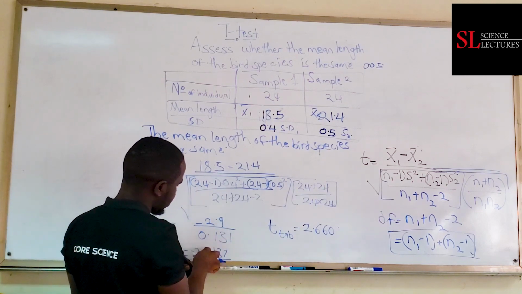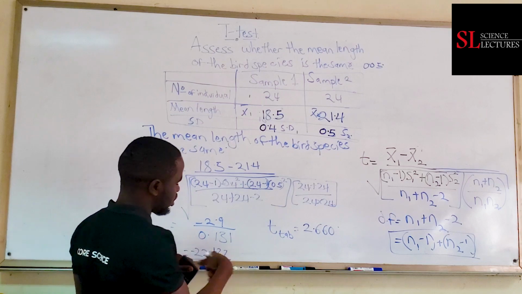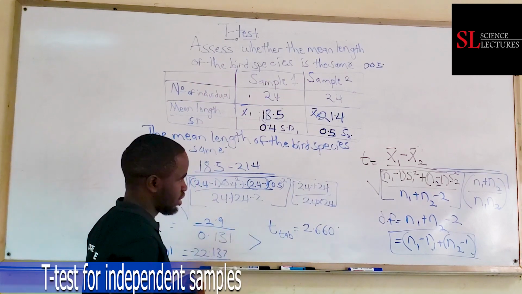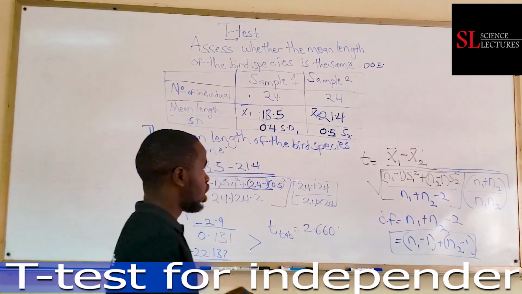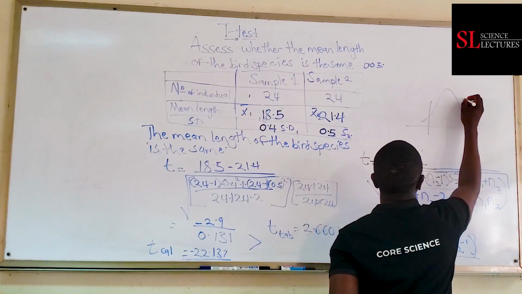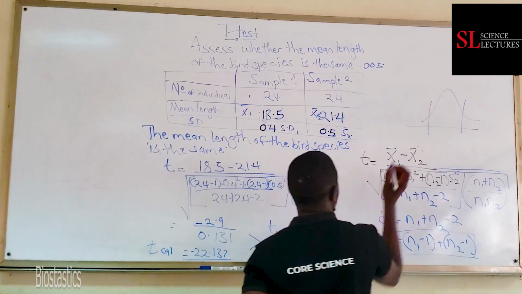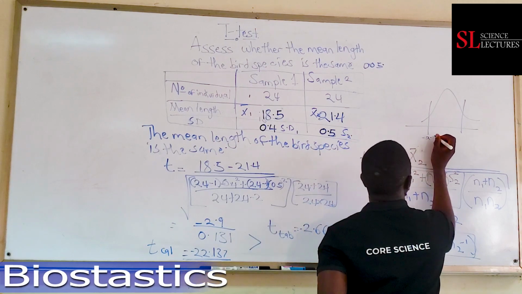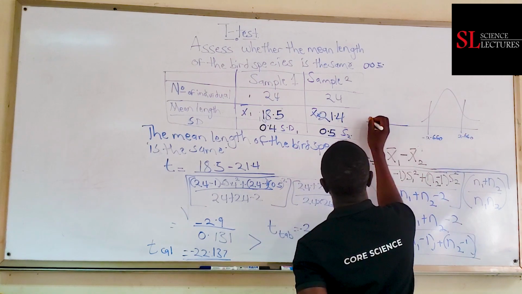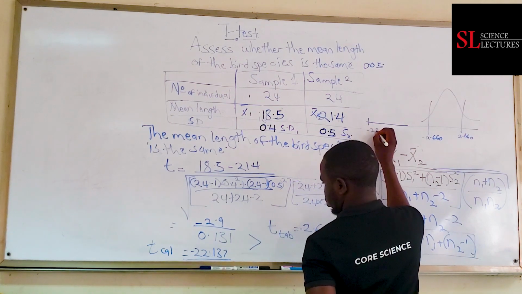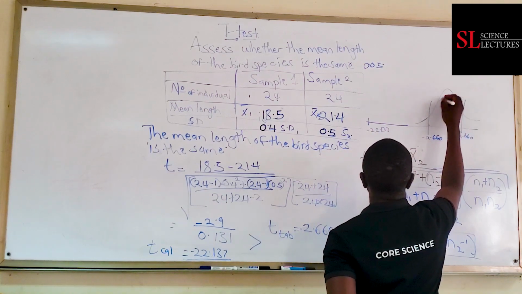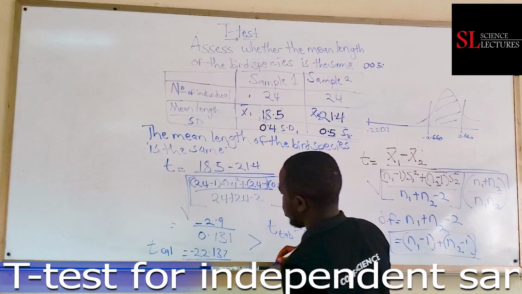We said you can see that the calculated value is way greater than the tabulated value. So you reject the null hypothesis. However, we say if you are not sure, you can draw your distribution curve and indicate your critical value. This is also negative. I have negative 2.660 and positive 2.660. Then this side I have negative 22.137. So we said anything outside the critical value, you reject.